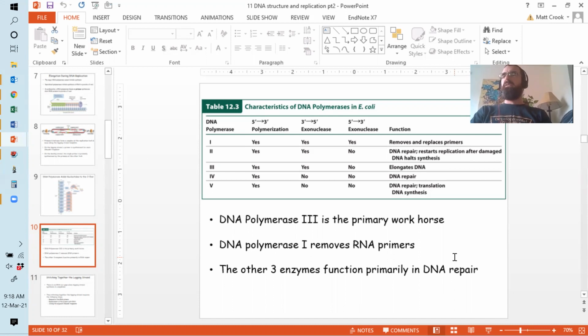And the other ones are involved in DNA repair. So essentially, once a bit of DNA is removed to fix an error, it restarts replication after that. Or if there's a piece of damaged DNA, it will allow DNA replication to continue. Quite often, these things only work for a short stretch, and then they fall off, and DNA polymerase 3 comes back in and continues the job.